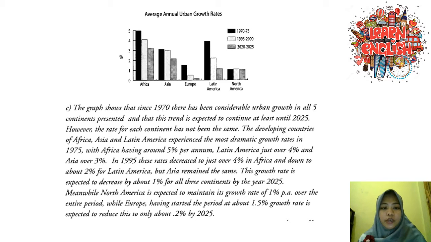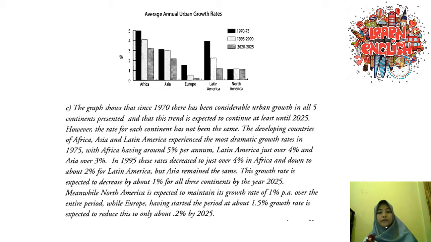The developing countries of Africa, Asia, and Latin America experienced the most dramatic growth rates in 1975, with Africa having around 5% per annum, Latin America just over 4%, and Asia over 3%. In 1995, these rates decreased to just over 4% in Africa and down to about 2% for Latin America, but Asia remains the same. This growth rate is expected to decrease by about 1% for all 3 continents by the year 2025. Meanwhile, North America is expected to maintain its growth rate of 1% per annum over the entire period, while Europe, having started the period at about 1.5% growth rate, is expected to reduce this only to about 0.2% by 2025.